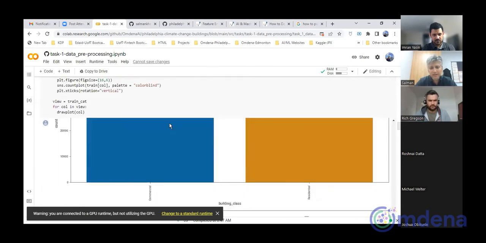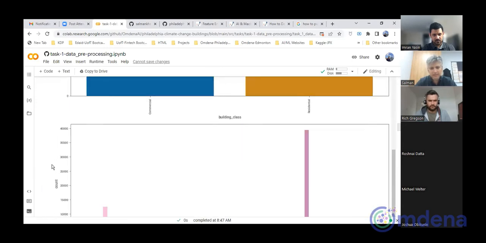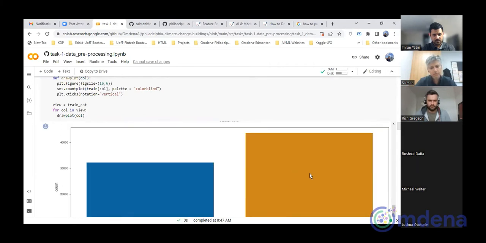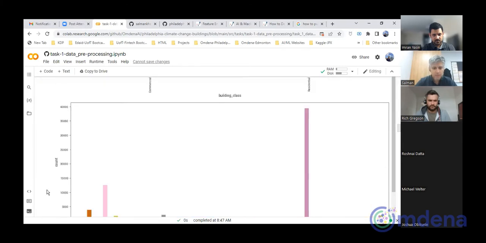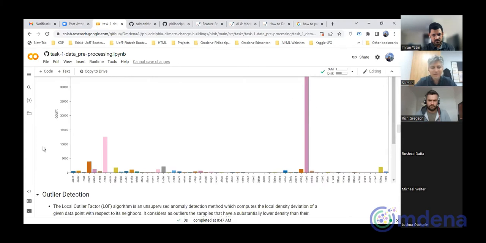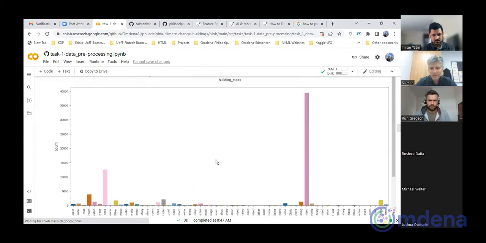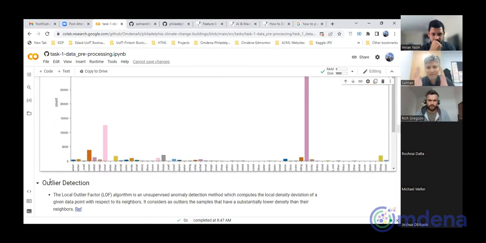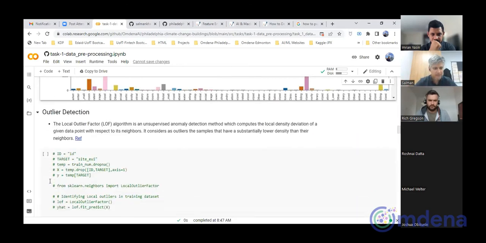Then we looked at the categorical variables as well, and how the distribution is happening. You can see commercial and residential, and we have more commercial than residential. After that, we can see that one building type takes up a huge part of the whole data. That means we ended up making the number of categories a bit smaller, which we will see later. During imputation and everything, Rich was able to implement that.